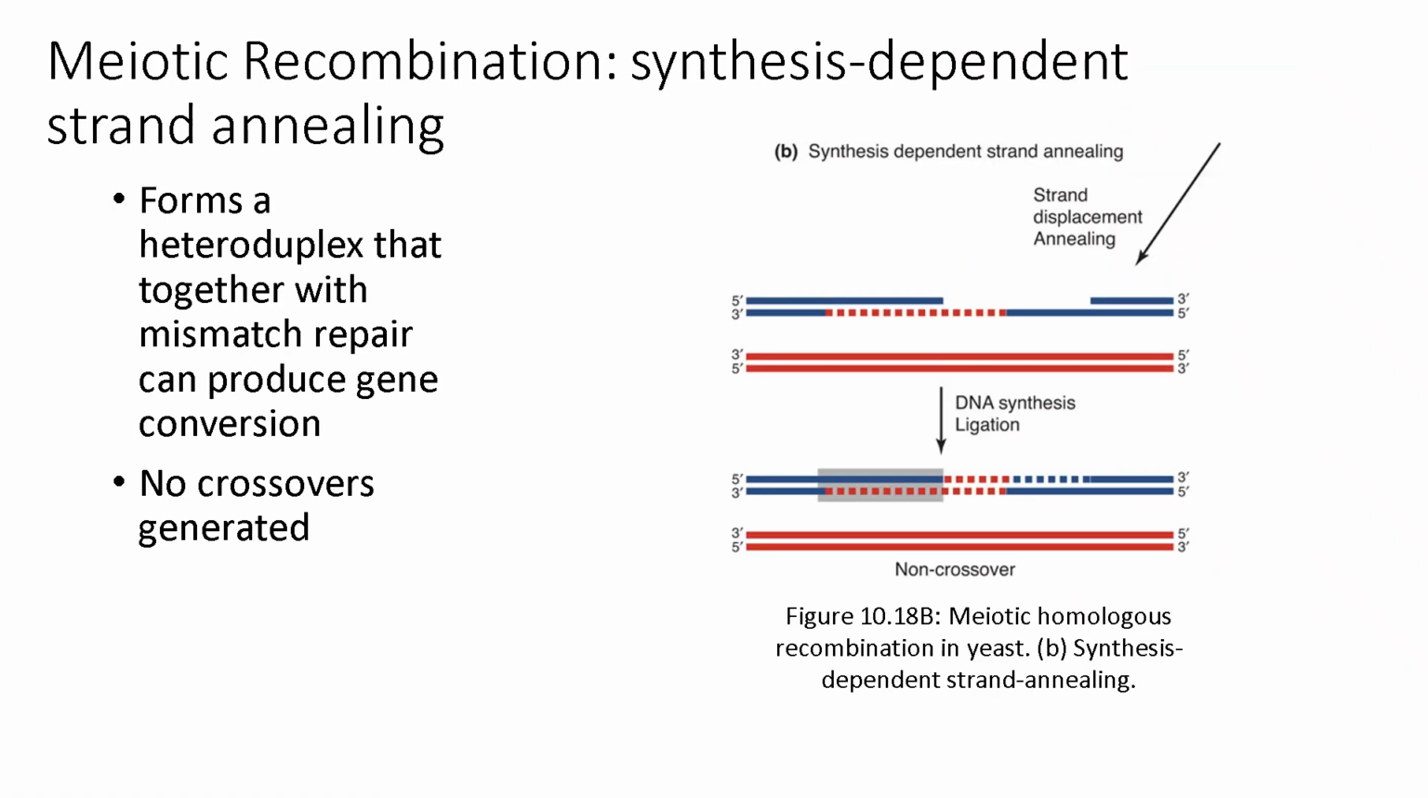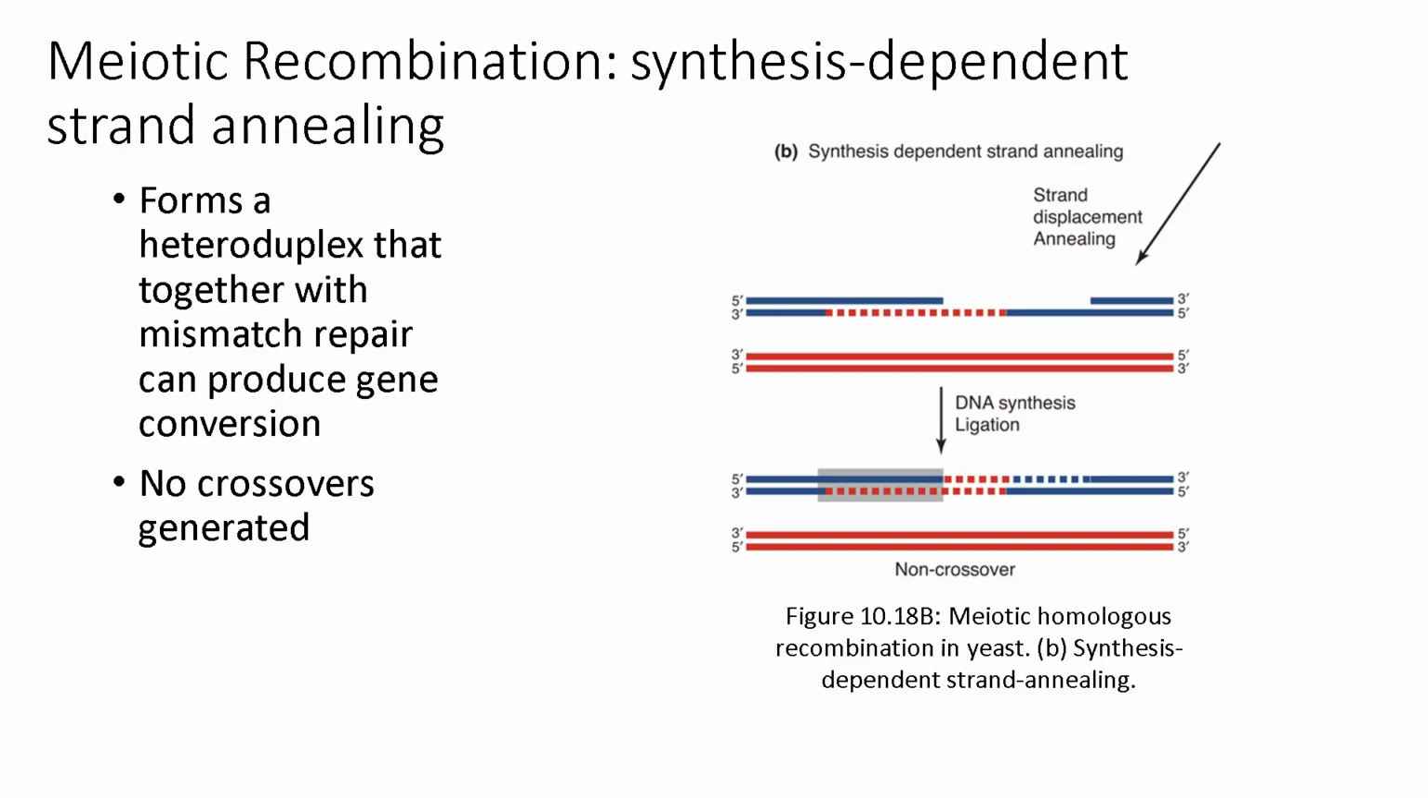In this pathway, the 3' single-stranded tail invades the homologous chromosome and primes new DNA synthesis. After synthesis, the extended strand dissociates and anneals back to the other end of the original break site. This results in the formation of a heteroduplex that may contain mismatches.